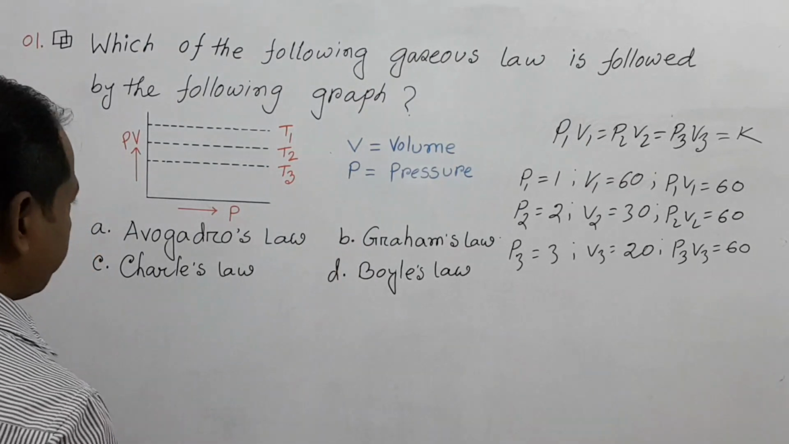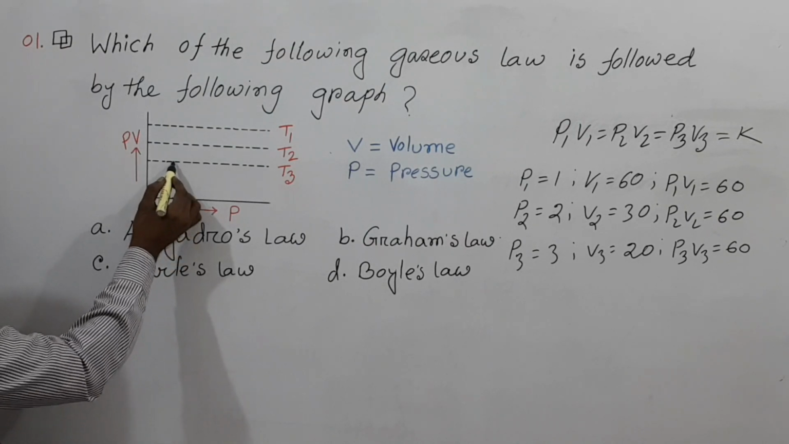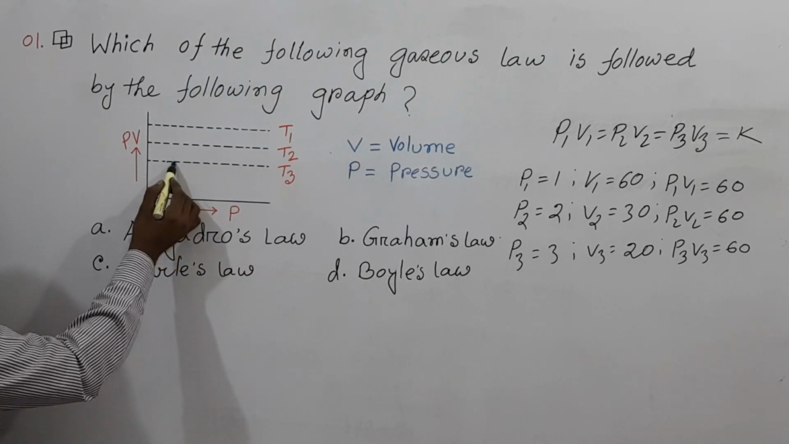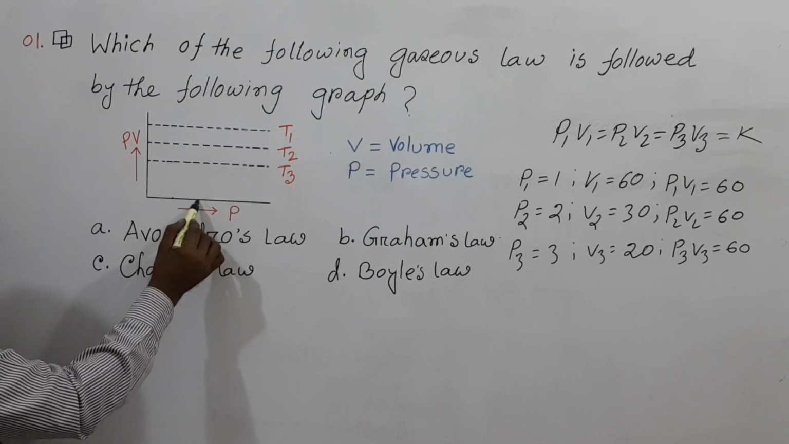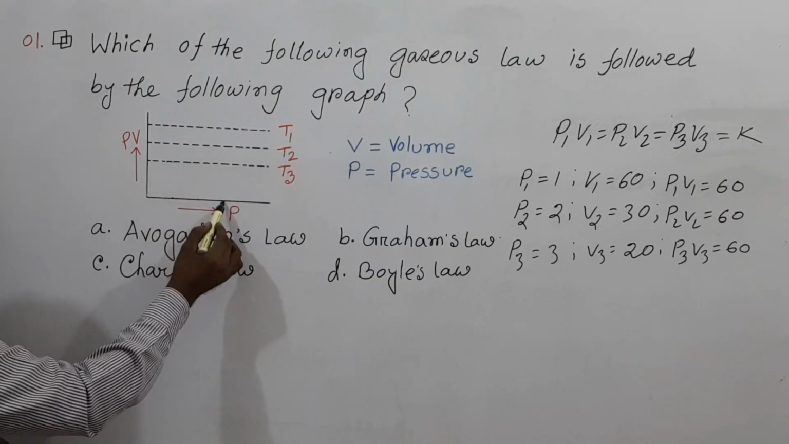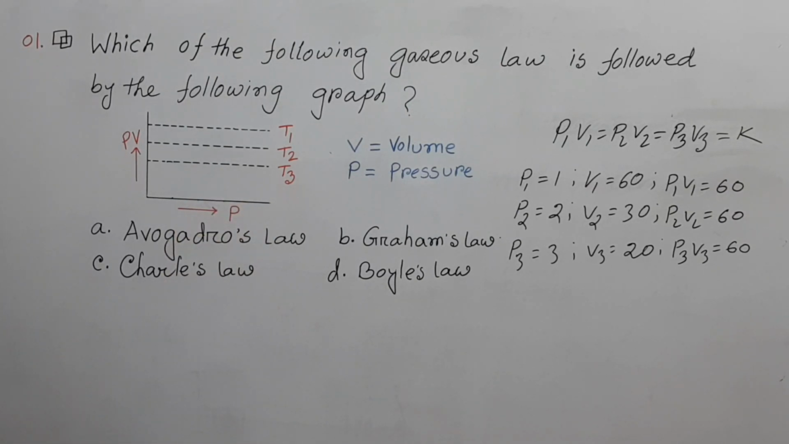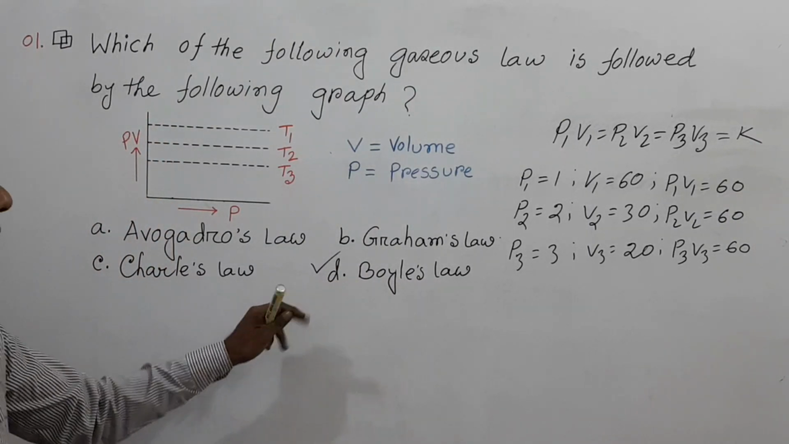Now, if P equals 1, then PV equals 60, that means P1 V1 equals 60. If P2 equals 2, that means P equals 2, then PV equals 60. If P equals 3, then PV equals 60. So, we can say that this graph follows Boyle's law. So, the answer is Boyle's law.